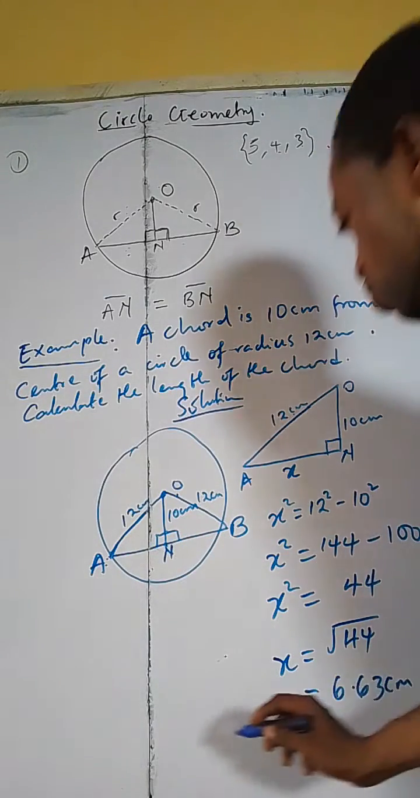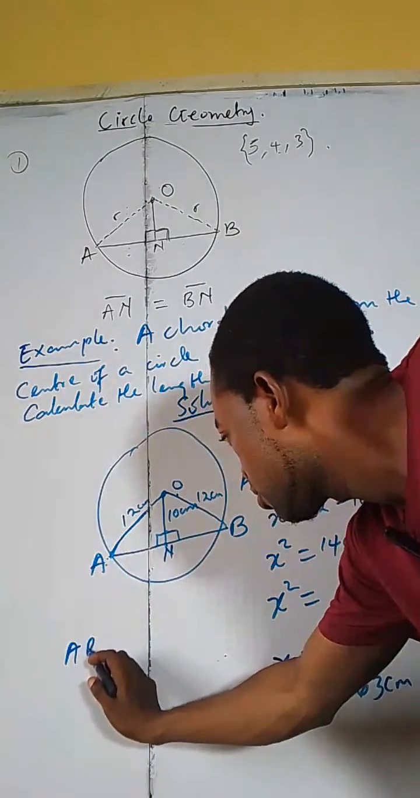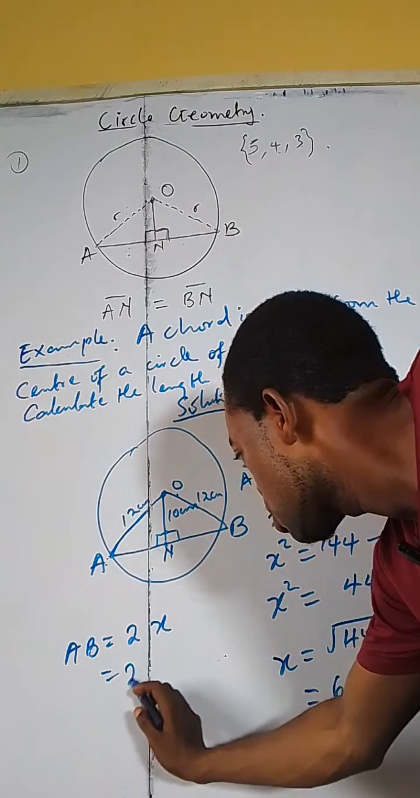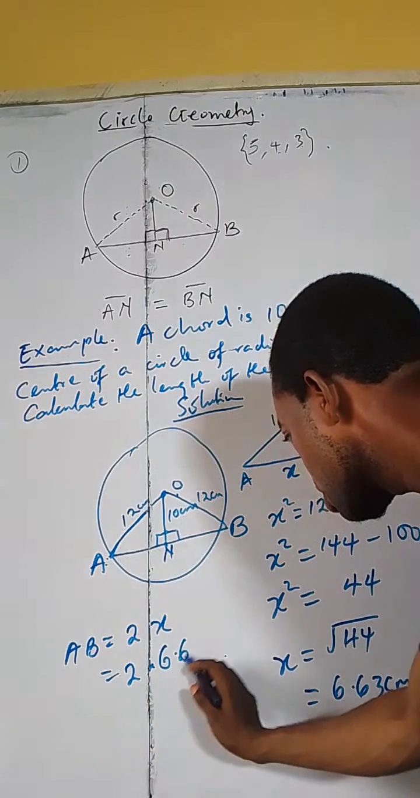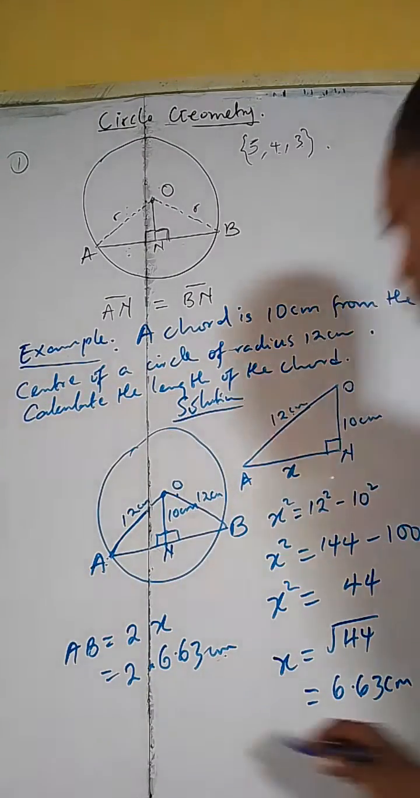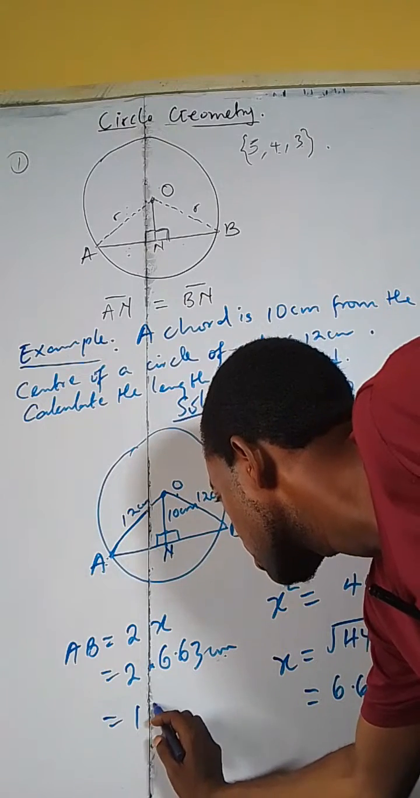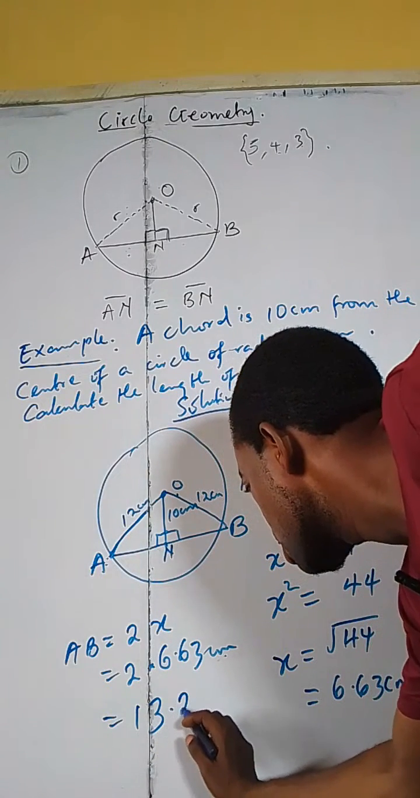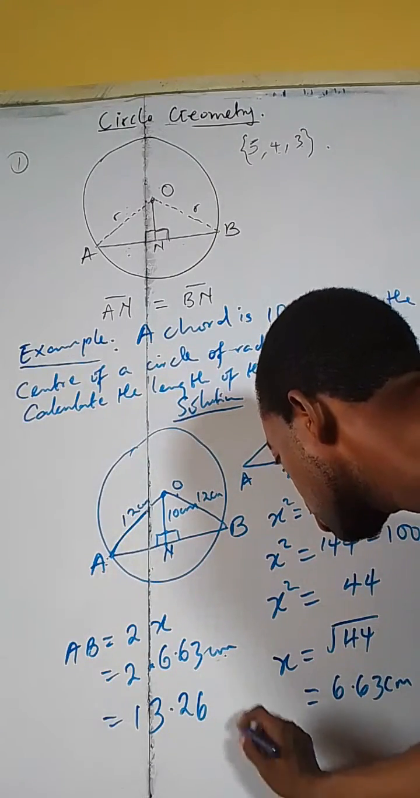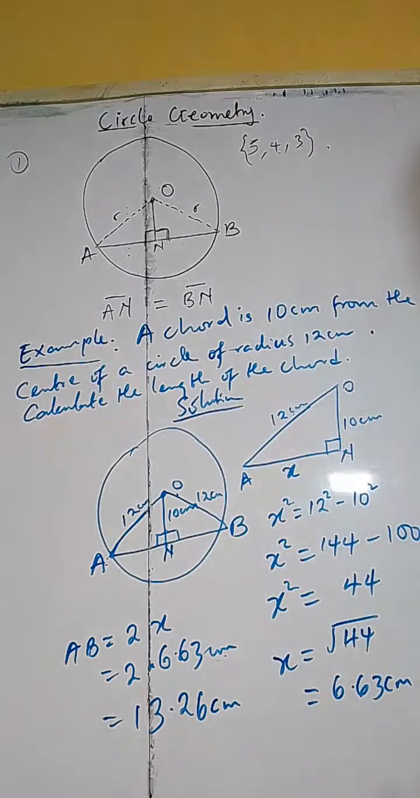Now, therefore, you can say chord AB will be equal to 2 times x, which is 2 times 6.63 centimeters, which gives us 13.26 centimeters. So hence here, the length of this chord is 13.26 centimeters. So this is one of the questions applicable to that given theorem.